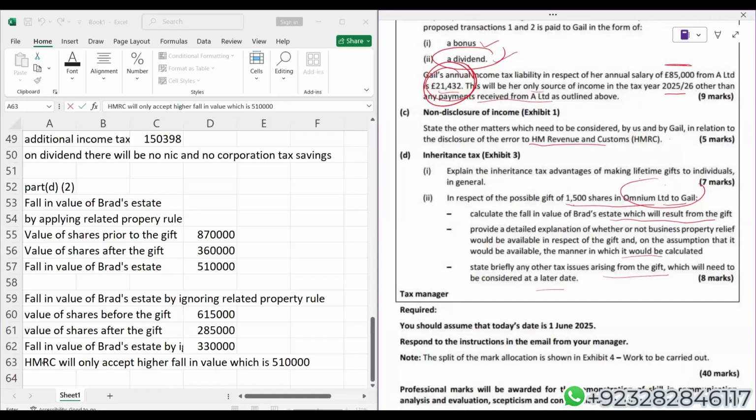If I talk about capital gain tax, of course, Omnium Limited is a private company, and definitely on private companies, when private company shares are given as gift, then gift relief is available. So that is all about the students.